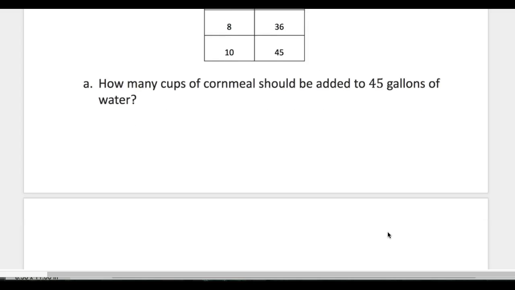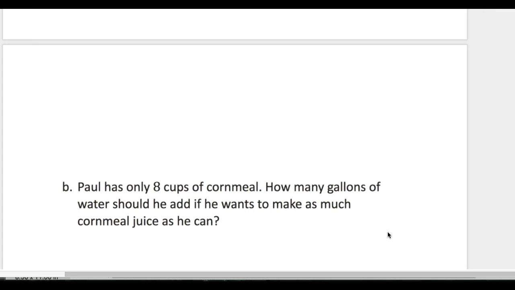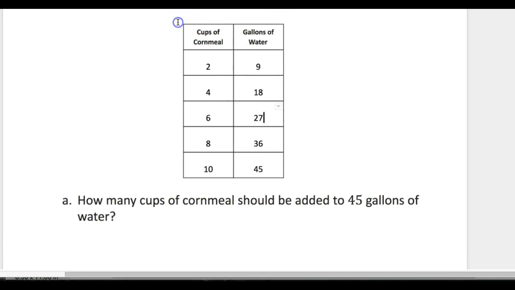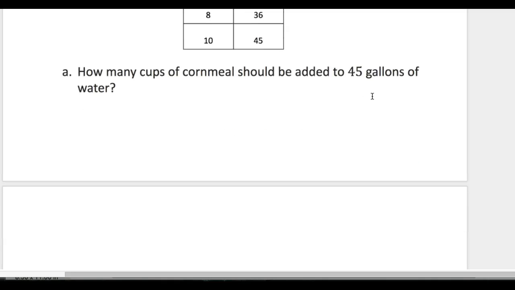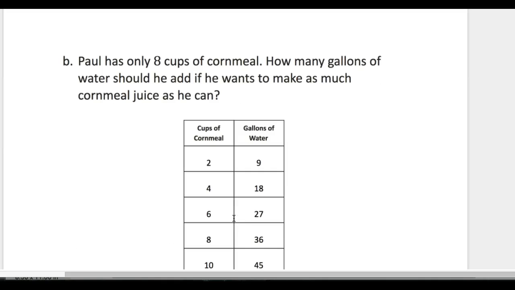All right, and the next question says, Paul has only 8 cups of cornmeal. How many gallons of water should he add if he wants to make as much cornmeal juice as he can? Well, let's make a copy of our ratio table so that when we move down, you can still see it. And let's move it on down. And then we may not need it, but it's good to have it nearby.